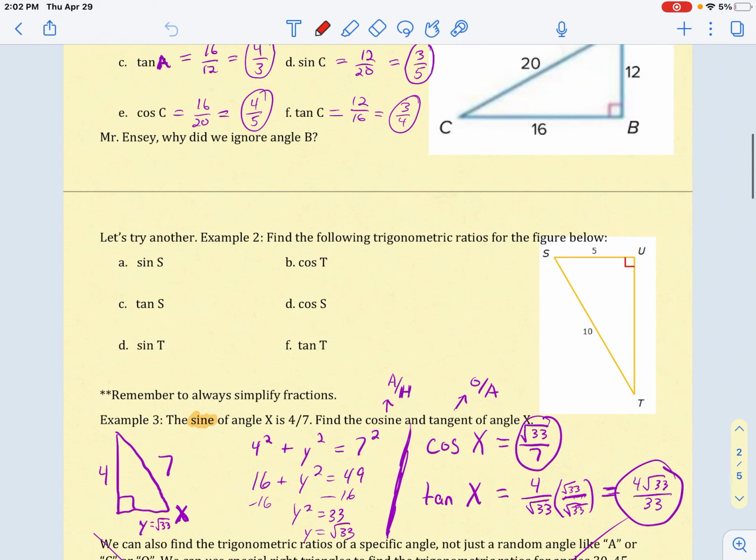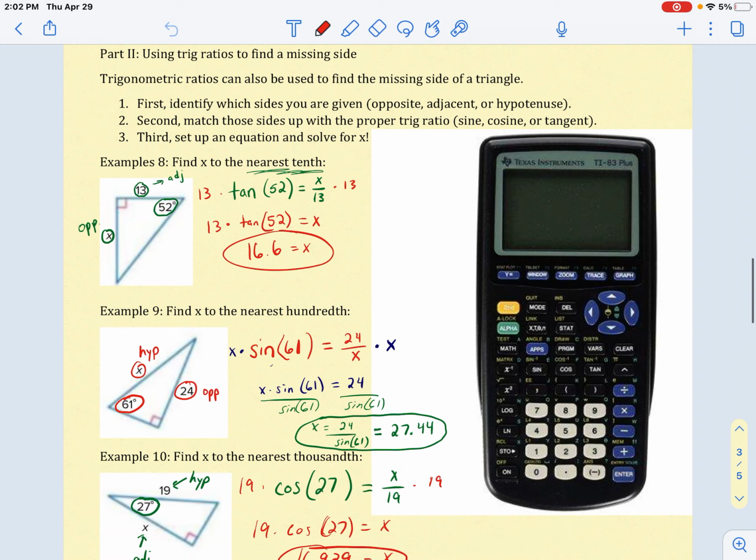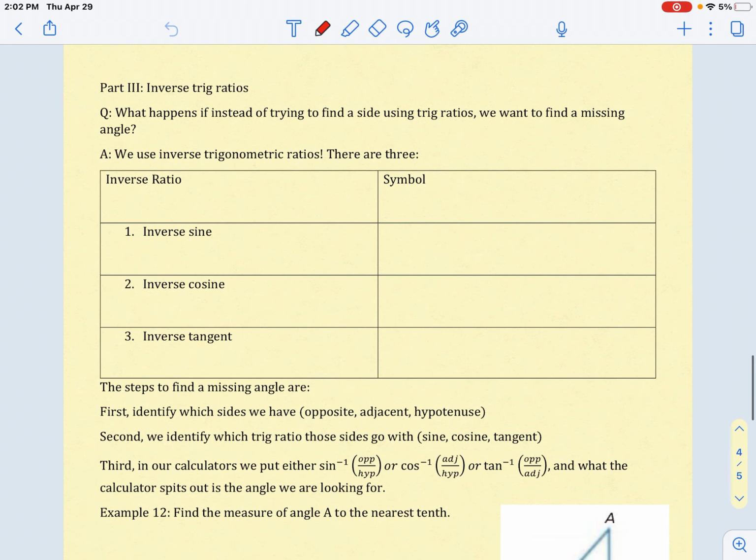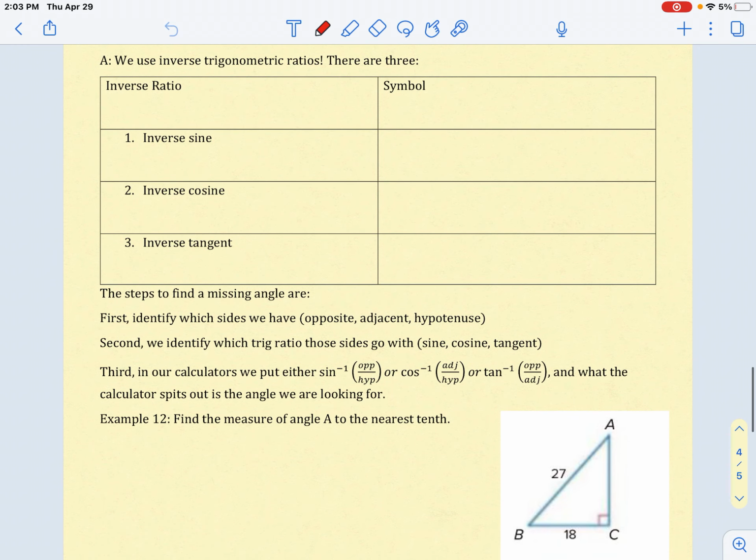So we've been given sides and we've found sides. Now we want to find angles. So the way we do that is to find the missing angle of a right triangle. We can use inverse trig ratios. So there are 3 of these. Okay, they have names. They're basically the opposite of what we learned before. So instead of sine, cosine, and tangent, we have inverse sine, inverse cosine, and inverse tangent.